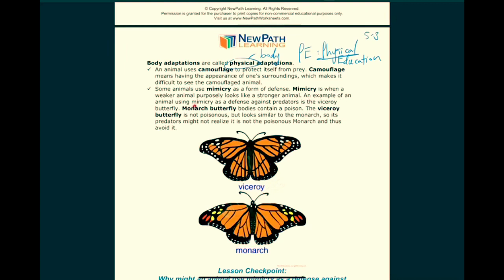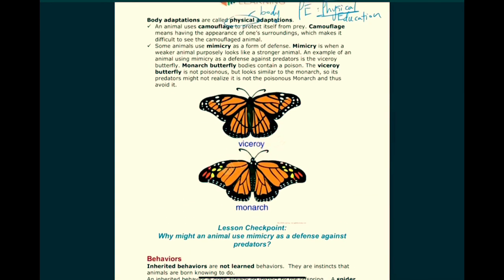An example of an animal using mimicry as a defense against predators is the viceroy butterfly. Monarch butterflies' bodies contain a poison. A viceroy butterfly is not poisonous, but looks similar to the monarch, so its predators might not realize it's not the poisonous monarch and they'll thus avoid it. So what it's talking about, this right here, they look very, very similar. You can tell if you look real close, you'll notice the little yellow dots and the red dots toward the tip of the wing. But if you just glance at it, you're probably going to think this non-poisonous butterfly is actually one of the poisonous butterflies. So if you're a predator that knows that, you'll avoid it. So just by looking like a poisonous animal, they're able to protect themselves.